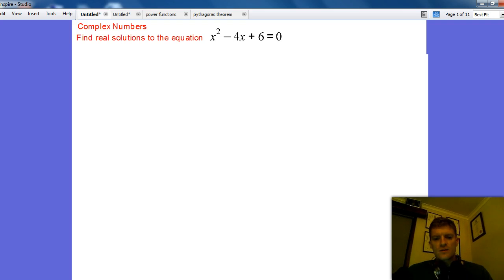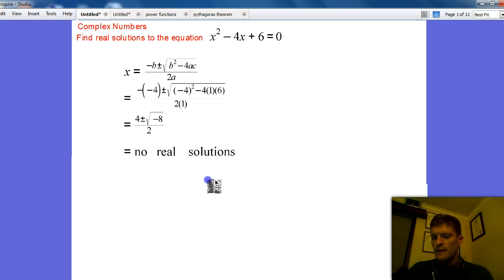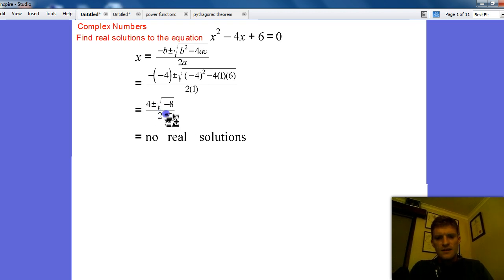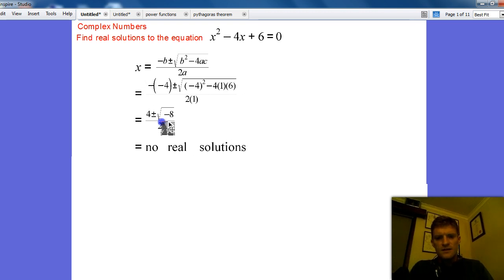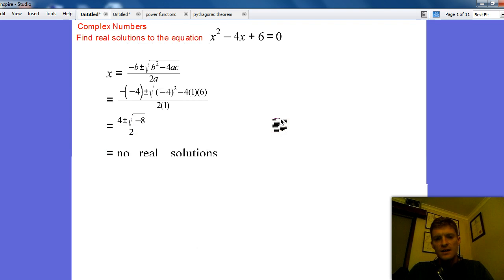So if we're going to solve a quadratic equation, we could perhaps use a general quadratic formula, something similar to this. And then by substituting in the numbers and simplifying, we get some kind of number where we have this here, the square root of -8. This -8 is going to give an unreal number. So we say no real solutions.